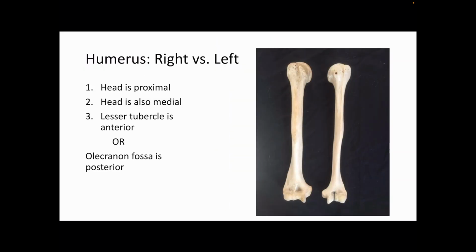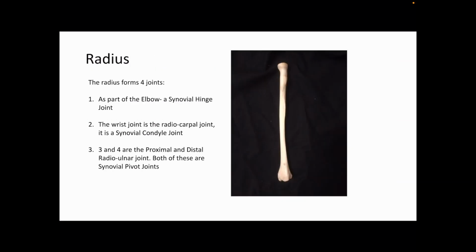To tell right from left, the head is proximal and medial, always facing toward the body. The lesser tubercle is anterior, and the olecranon fossa is posterior. So if the head faces in, the lesser tubercle faces forward, and the big fossa is on the back, you've got it positioned correctly. Next up is the radius, one of the two bones of the forearm.